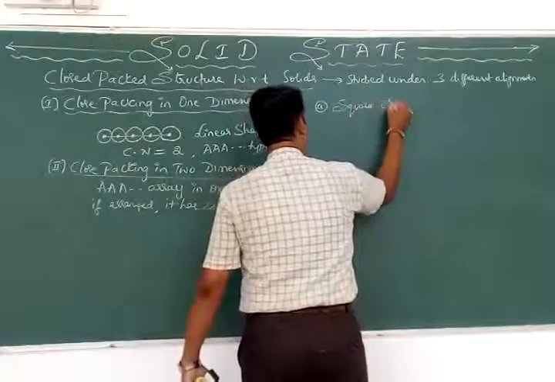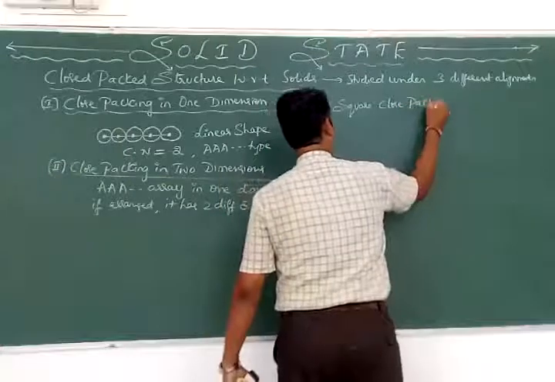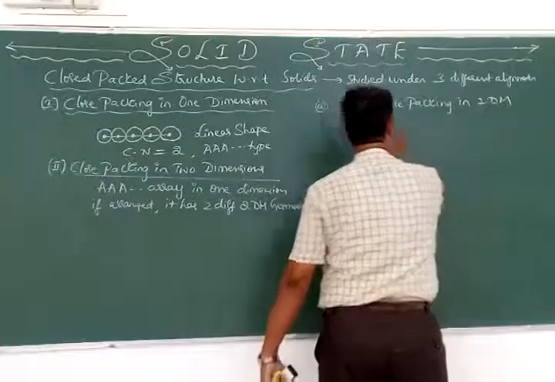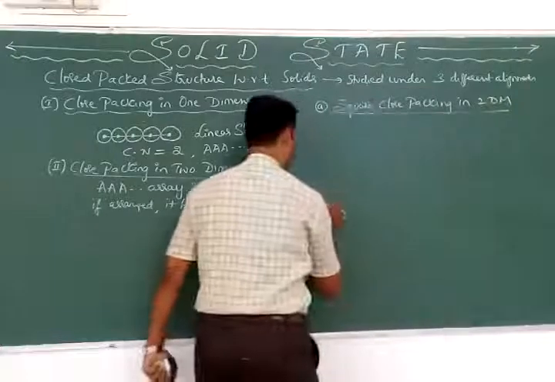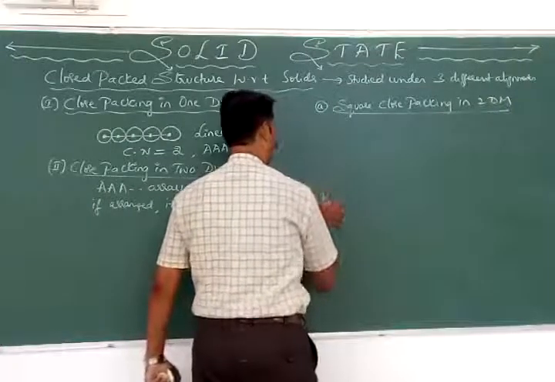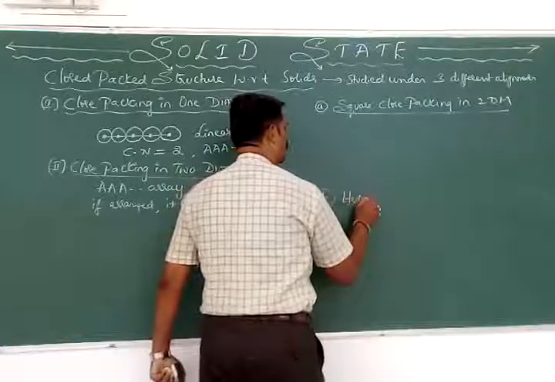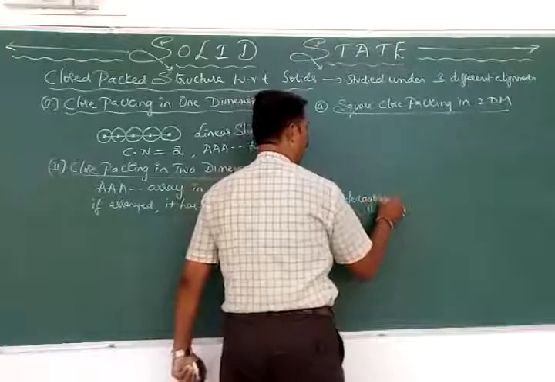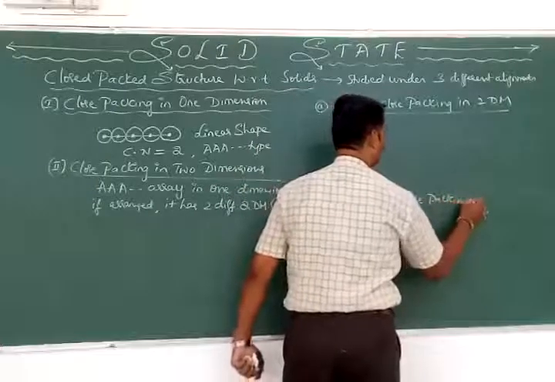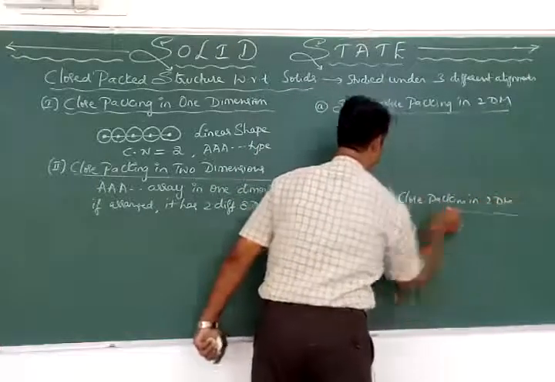The first one is square close packing in two dimensions, and the second one is hexagonal close packing. Hexagonal close packing, in the same two dimensions.